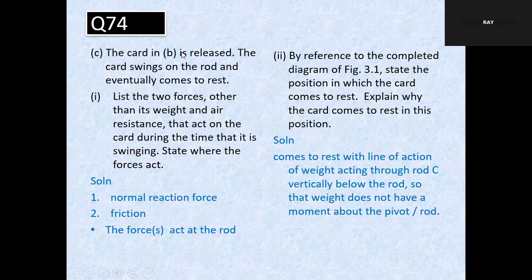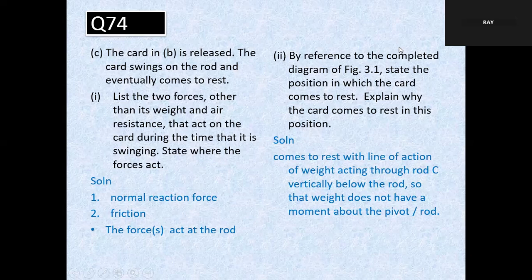The card in B is released. The card swings on the rod and eventually comes to rest. List the two forces other than weight and air resistance that act on the card during the time when it is swinging. State where the forces act. You got normal reaction or friction. The force acts on the rod.